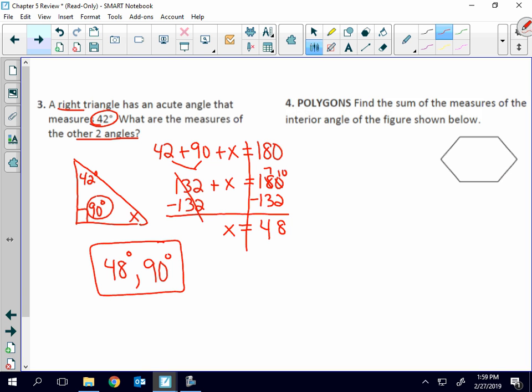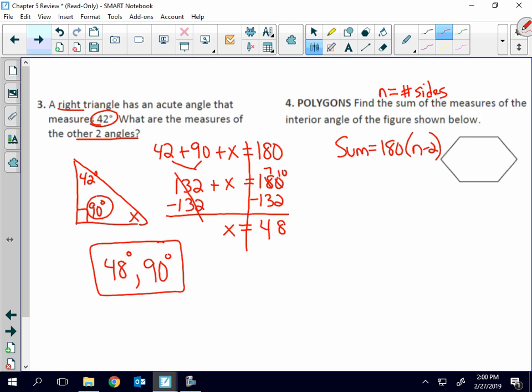All right, number 4, we didn't really talk about this other than one day, but some of you might remember the formula that's already written on your paper this year. Here we have the sum equals 180 times n minus 2. You should already have that on your paper. And n is just standing for the number of sides. I'm going to write that up here. N equals number of sides or number of angles, because they're going to be the same.